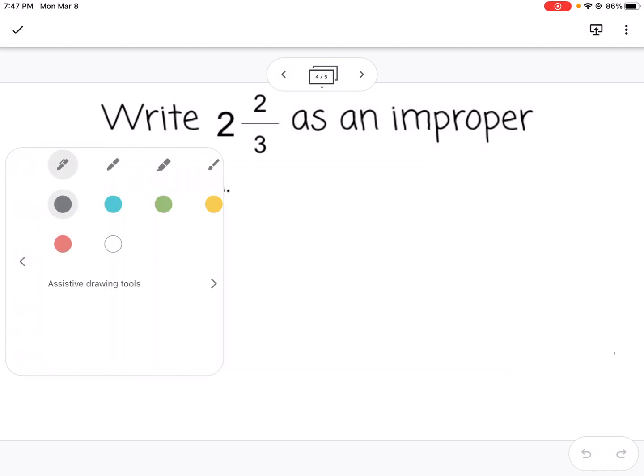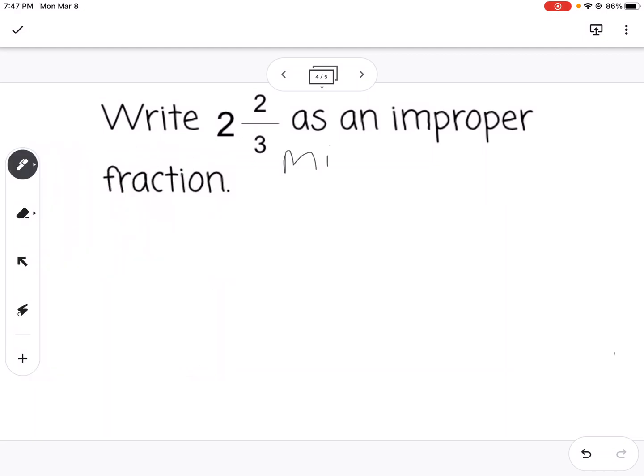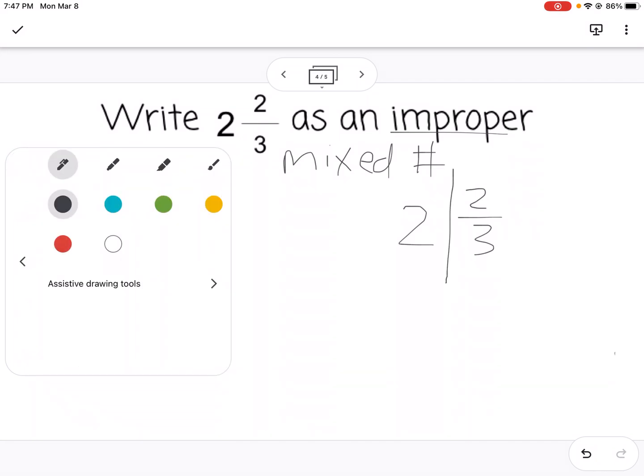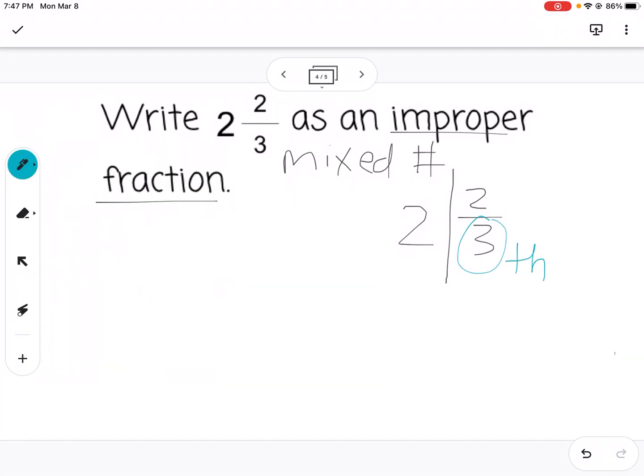So again, this is a mixed number, mixed fraction, same thing. And we need to put it as an improper fraction. So I'm again going to write it out here, 2 2/3. I'm breaking it up into the whole and the fraction. So my eyeballs are going, you guessed it, to thirds. I see the 3, so I'm dealing with thirds here. So what does thirds look like with 2 wholes? 2 wholes, but in thirds.